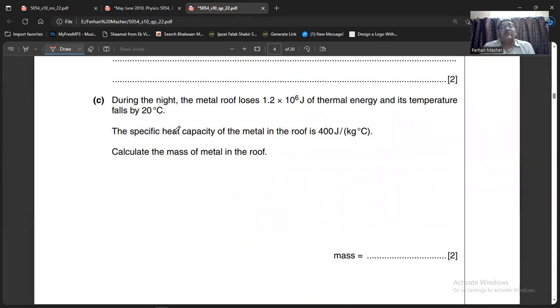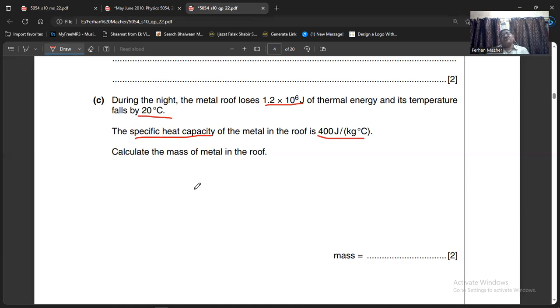During the night, the metal roof loses 1.2 × 10^6 joules of thermal energy, and its temperature falls by 20 degrees centigrade. The specific heat capacity of the metal in the roof is 400 joule per kg per degree centigrade. Calculate the mass of the metal in the roof. So the amount of energy is given, the change in temperature is given, and the specific heat capacity is also given.